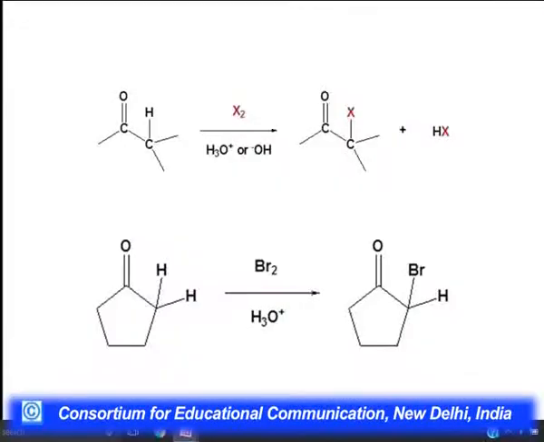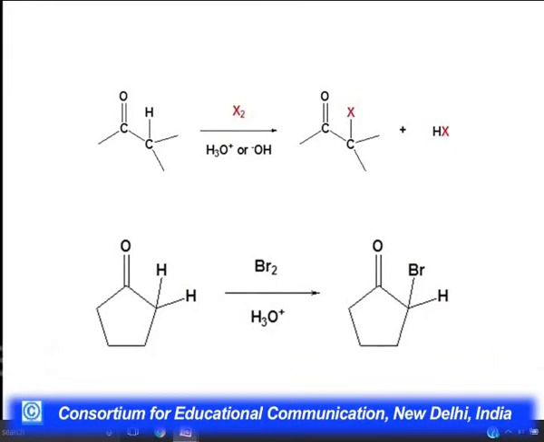Then the next thing that we have to keep in mind is that the halogen atom that we can use in this reaction can either be chlorine, bromine or iodine, and you have to remember that the reaction can either be acid catalyzed or base catalyzed. So we shall be dealing with acid catalyzed or base catalyzed reactions.